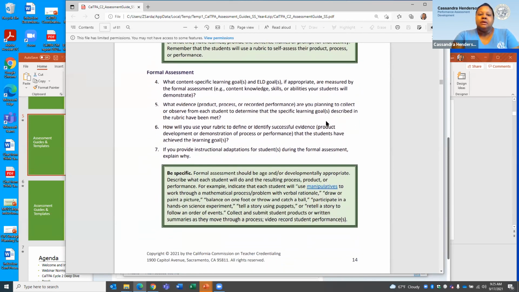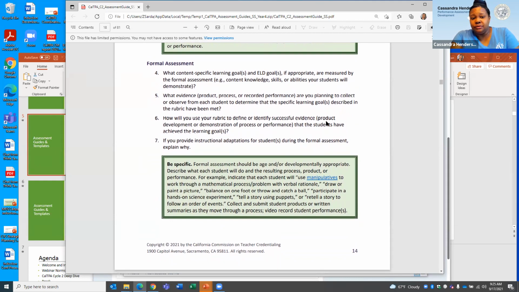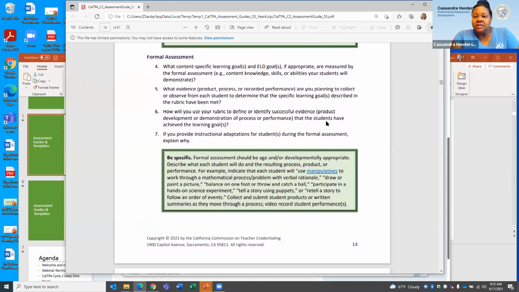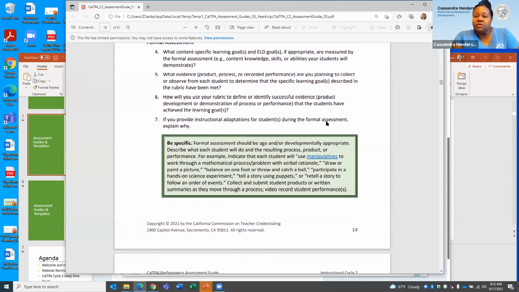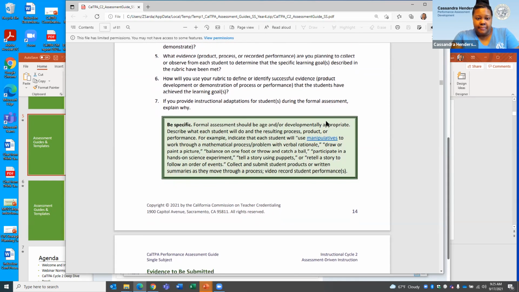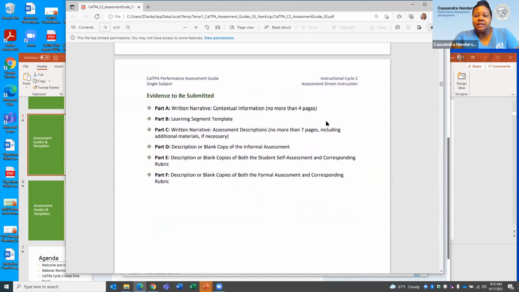Okay. I want to remind again, just like I did in cycle 1, ELD goals are important. All students are English learners. Okay, and they want to make sure they're citing evidence to how they know what they know about how the lesson went and what students mastered and learned during the lesson. Okay, and this right here shows again evidence to be submitted, which is also in the evidence table. So it is parts A through F for this first step.